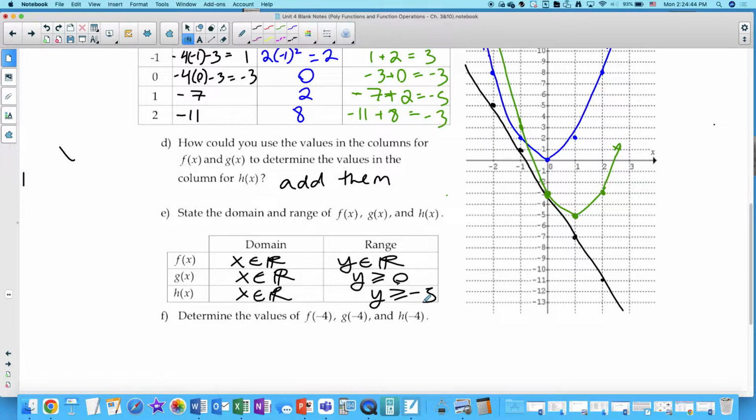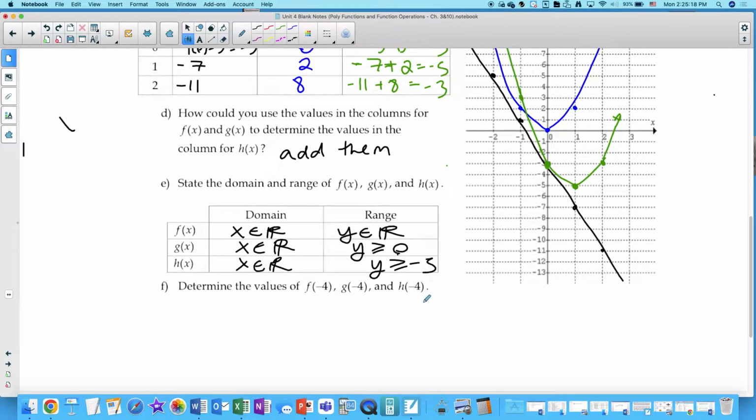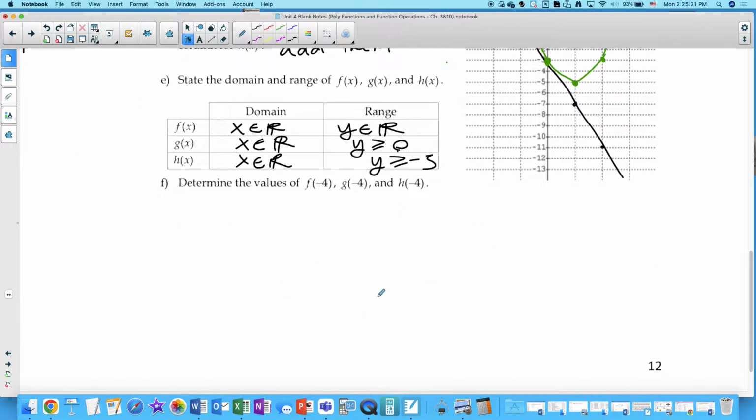We will see that in some other examples, right? So for example, if one of the functions is x can be anything, but the other function is x has to be greater than or equal to 0, as soon as you add them, the domain of the sum would be the more limiting one. x has to be greater than or equal to 0. Now, everything stems from the domain, and then you have to look at the equation or the graph to figure out what the range is going to be. So the range is not quite as predictable as the domain, but again, we'll look more at this a little bit later on. Okay, so determine the values of f of -4, g of -4, and h of -4.